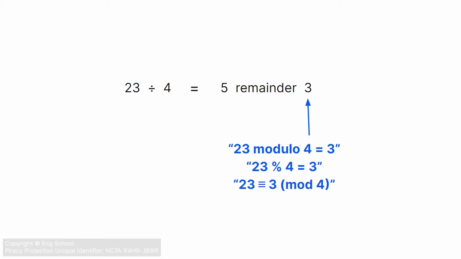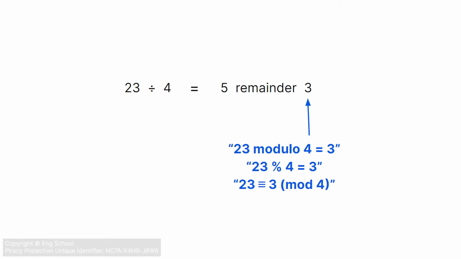In many programming languages, the modulo operator is implemented with the percent symbol, so you often see that used as a shorthand. Meanwhile, in more formal mathematics, the symbols are shuffled a bit, and we write that 23 is congruent to 3, written with a triple equal sign, mod 4. These are all different ways of writing the same exact thing.